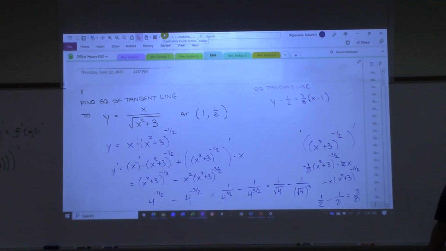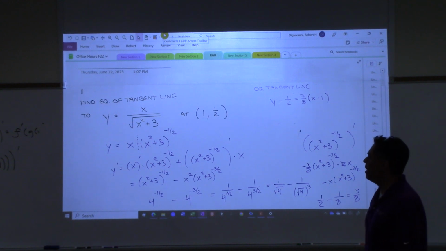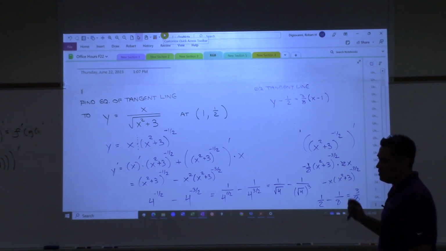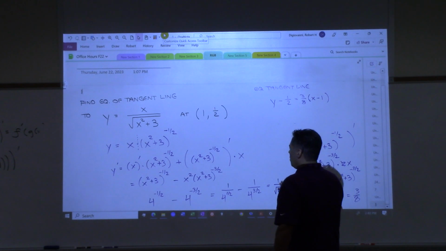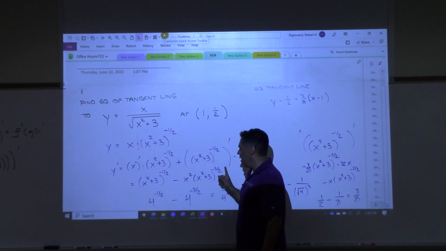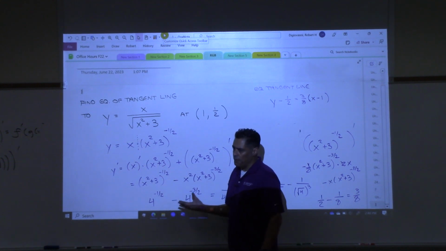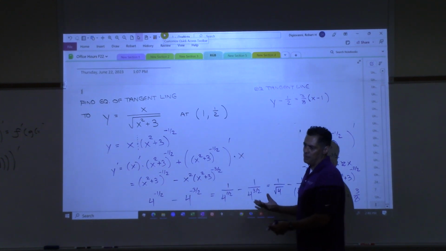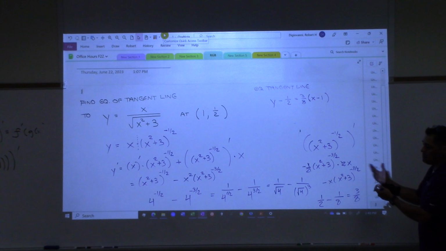I personally do not like bringing things from the bottom up, only because when you do it, a lot of times your answer is going to have negative exponents, and those are just a little harder to work with for most students than the positive. But, I mean, mathematically, it's the same thing.